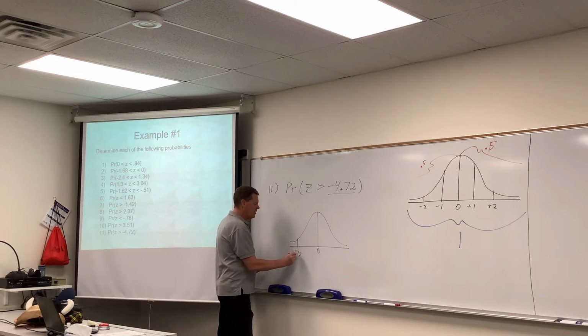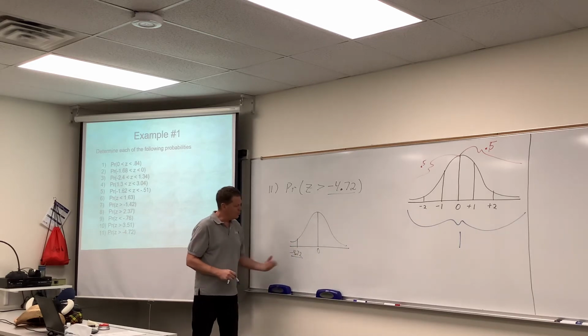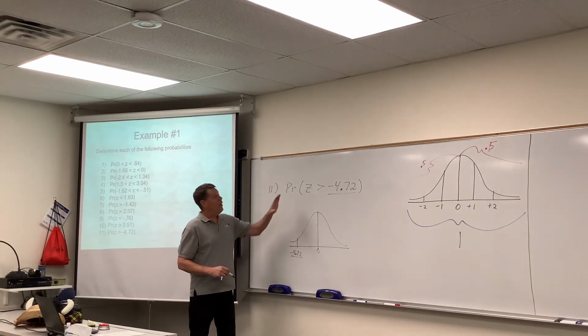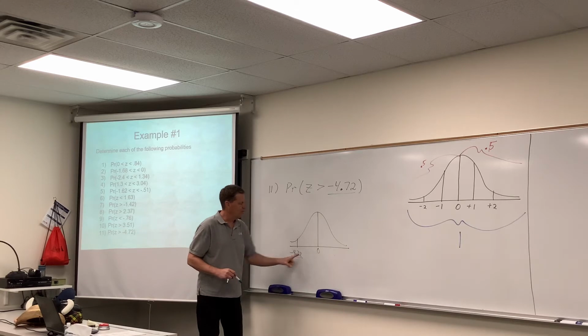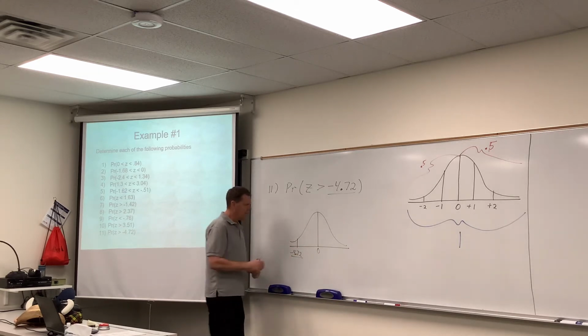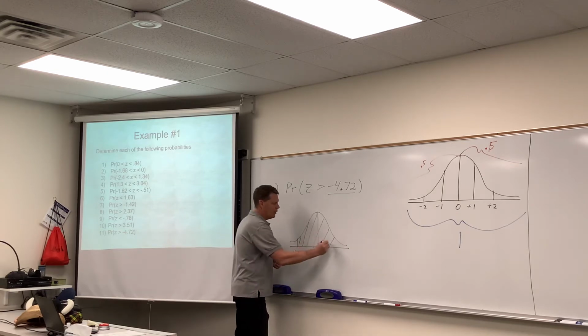I want to remind you that z-scores, as you recall from a previous discussion, are the number of standard deviations that you fall from the mean. So that would be a z-score that's 4.72 standard deviations below the mean. When it says z is greater than that, just like the number line across the bottom, greater than is to the right, bigger, above, however you wish to say it. So this probability would be represented by this shaded area.